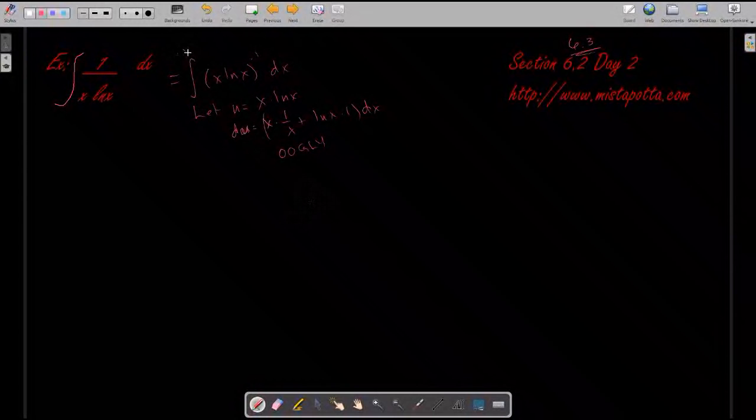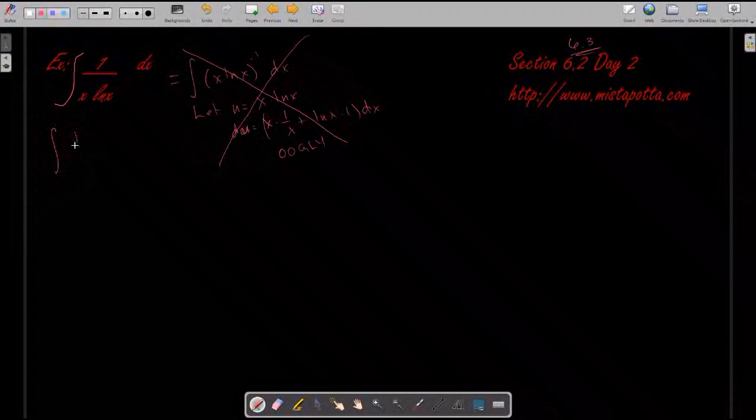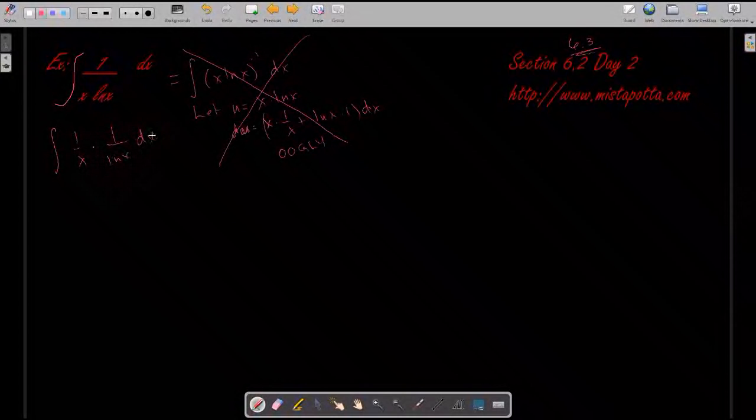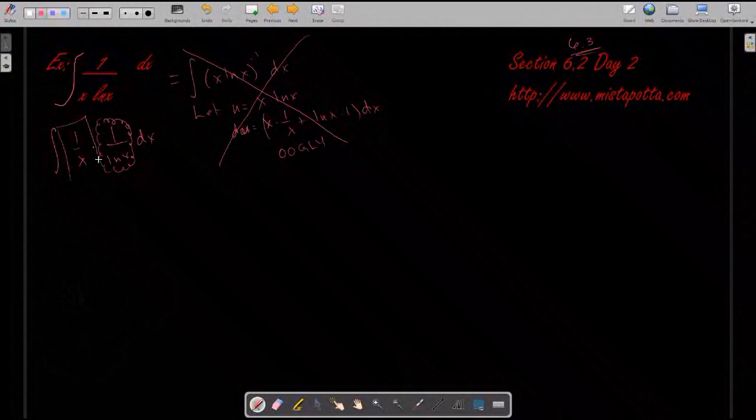So this is not going to work. What I want to do instead is think of this as being 1 over x times 1 over natural log x dx. And this is my more complicated part. This is the part where I want to look for u. This is simpler. And so this is probably going to be part of my du.